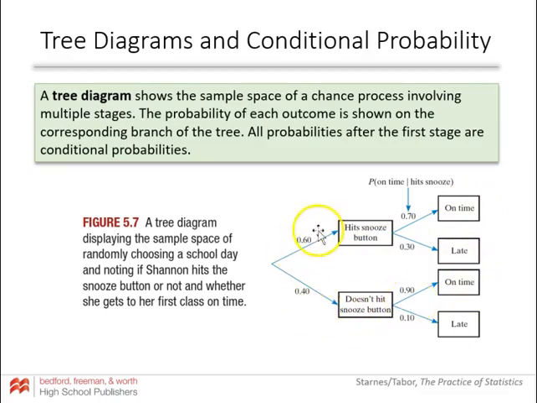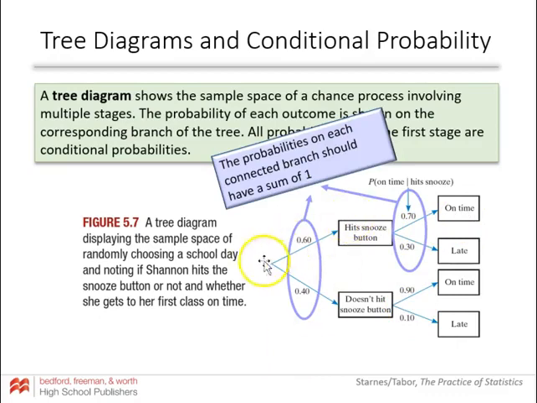All right, so each branch has a probability listed. These are conditional probabilities because we know she hit the snooze button. So, like, given that she hit the snooze button, what's the probability she's on time? Anytime we make one of these, the connected branches, it could be two, it could be three or four out of one choice, but they should have a sum of one.